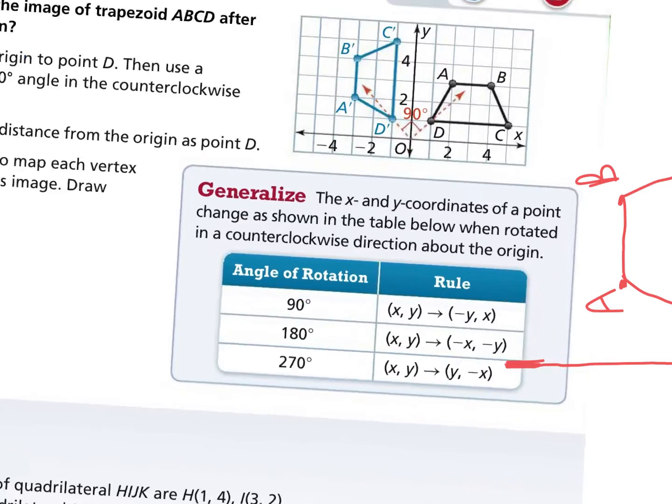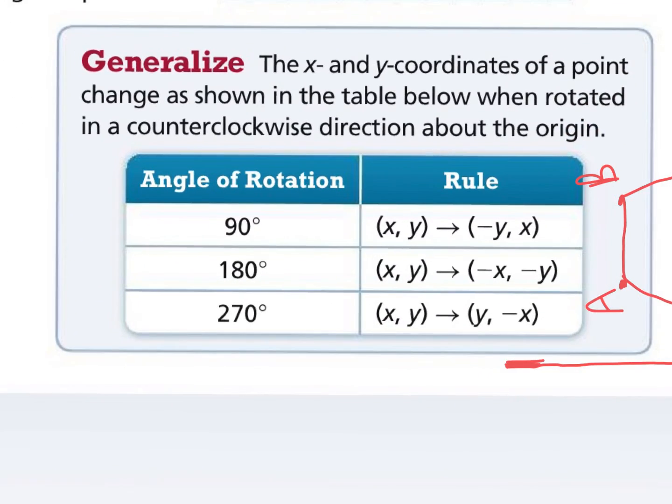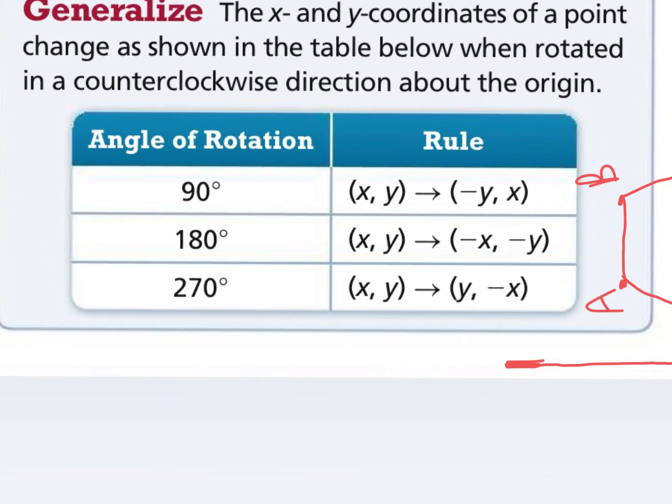The book gives all this stuff about, if we do a 90-degree rotation, switch the x and the y, and then it's the opposite of what the y value was, and all this stuff. To me, it's just kind of too complicated to think about. We could memorize it, but I don't know that it really provides an advantage over just using tracing paper or drawing it and turning it.